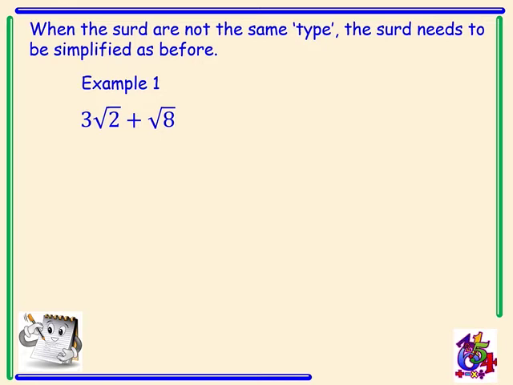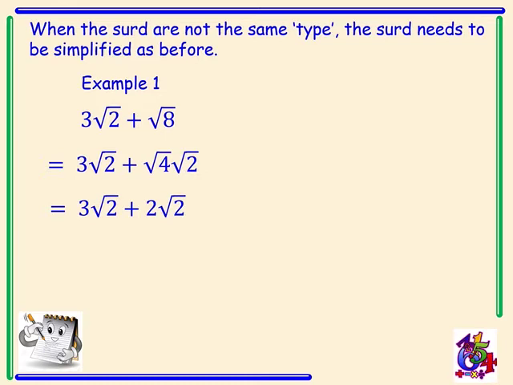So in our next line of working, I need to think of the biggest square number that will go into root 8 to simplify it. And the biggest square number that will go into root 8 is root 4. So I'm going to rewrite root 8 as root 4 times root 2. The first surd just gets copied down. Now we have 3 root 2 plus root 4 times root 2. Now I must take the square root of 4, which will give me 2 root 2.